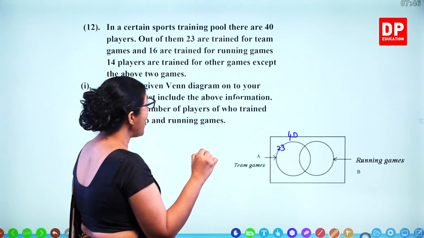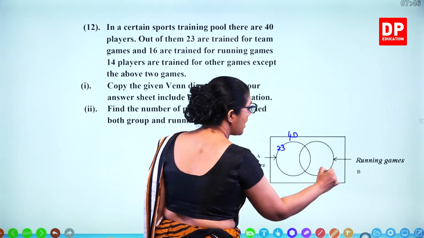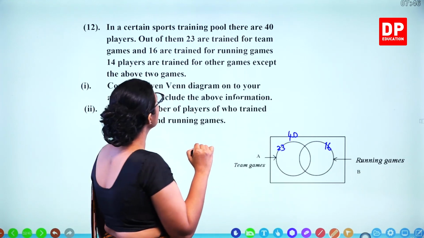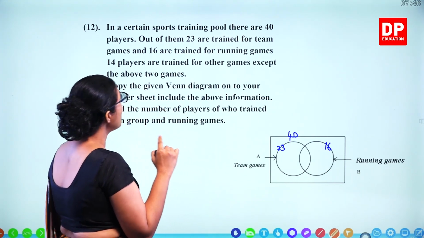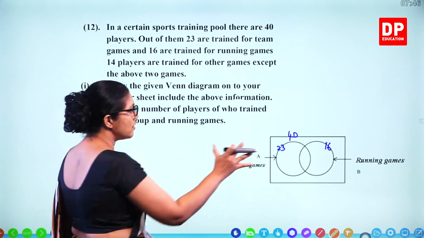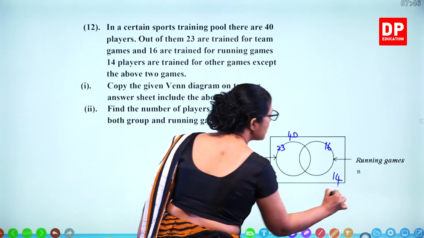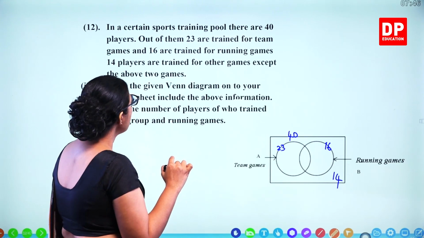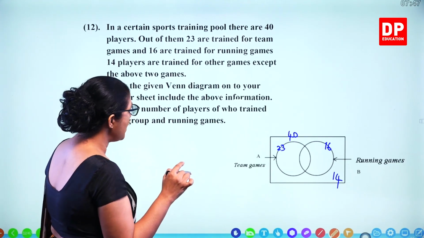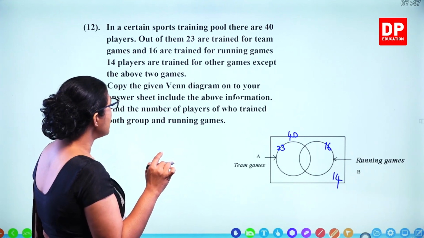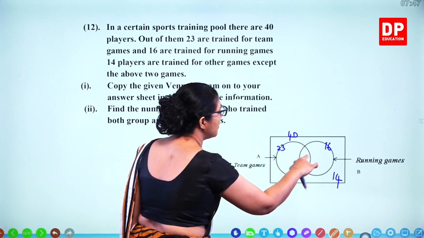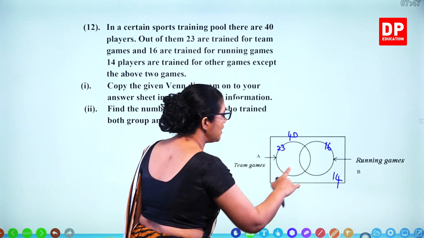And 16 are trained for running games. So running games is this. So that's 16. 14 players are trained for other games except the above 2 games. So not these 2, so outside the 2 circles. Copy the given Venn diagram onto your answer sheet. Include the above information. Find the number of players who trained both groups, team and running games. So this one.